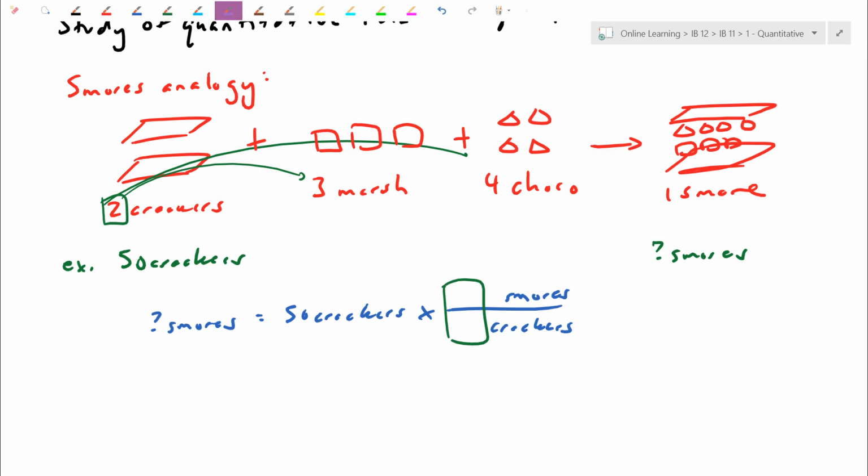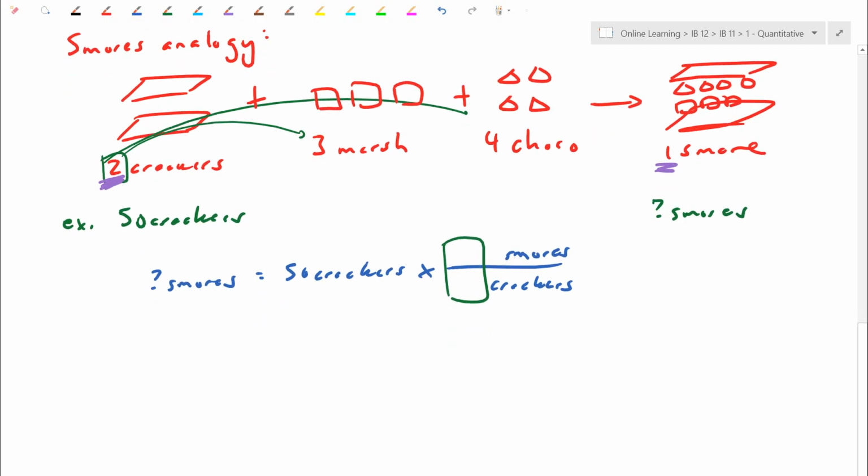Just like I would have coefficients in a balanced equation, I just take the numbers directly from the balanced equation. When there's a 2 in front of crackers, there should be a 1 in front of s'mores. That's where we pick up the divide by 2, and that's where we actually pick up 25 s'mores. What assumption have we made in doing that calculation?